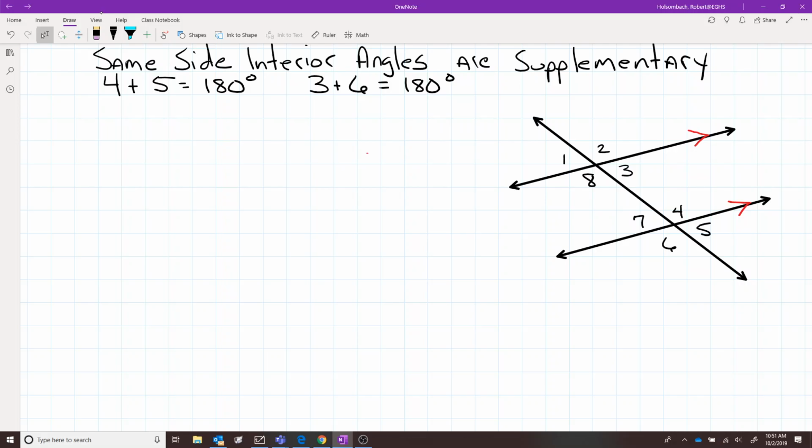And then you're told that the measure of angle 4 equals 2x minus 17. So this angle 4, 2x minus 17. The measure of angle 1 is 85. So this angle right here is 85 degrees. Find x. So that means you have to find the value of x.